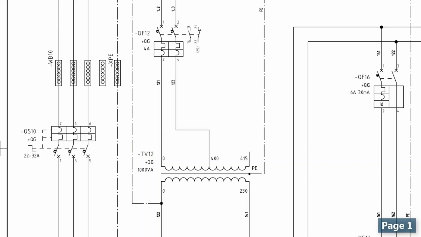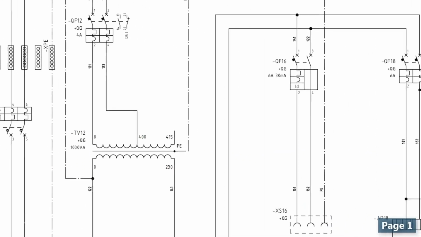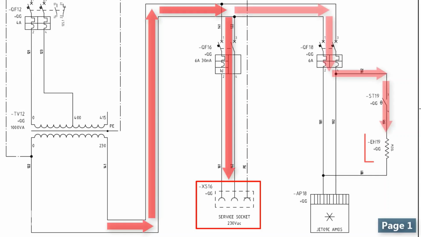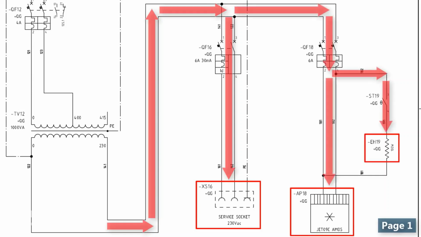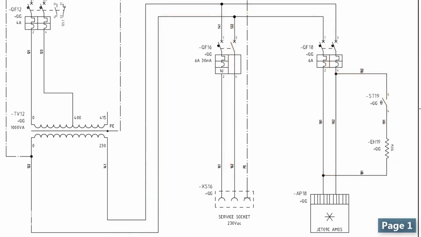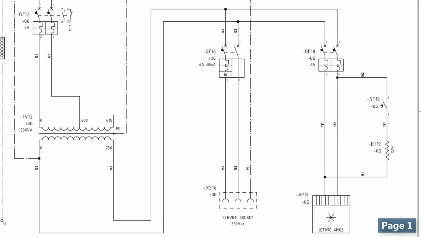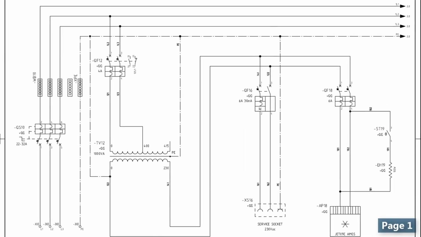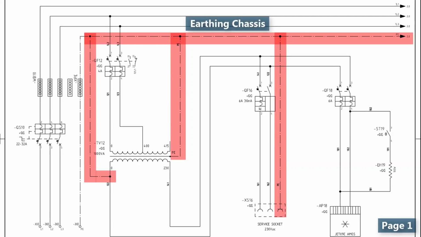This transformer converts the 400 volts to a single-phase 230 volts to feed the power receptacle or socket, the heater, and the fan. The ST19 tag refers to a thermostat to turn on and off the heater or the fan on its specified temperature set points. You've also noticed the earthing chassis and its branches wherever it's needed.